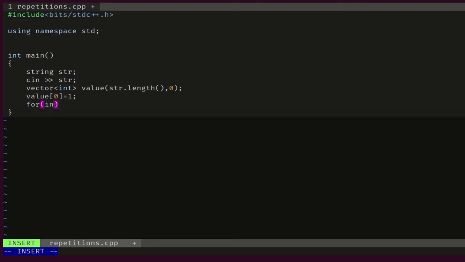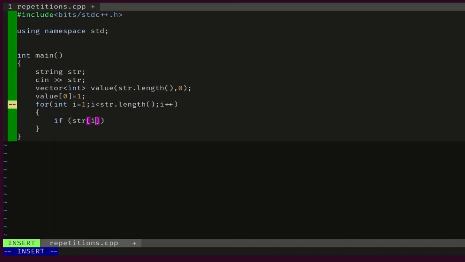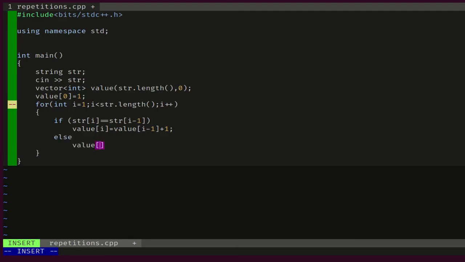Then for each character starting from the second one, so from I equals to 1, I is less than the length of the string, I plus plus. If this character is equal to the previous character, then the value at this position is equal to the value at the previous position plus 1, else the value at this position is equal to 1.